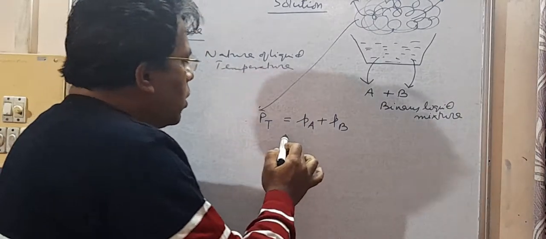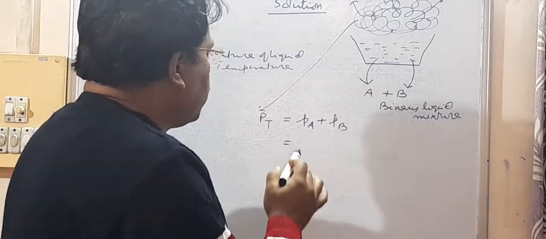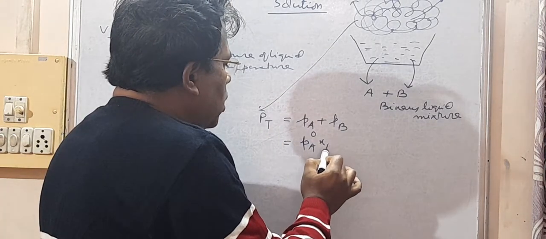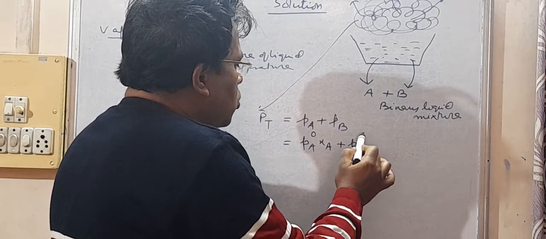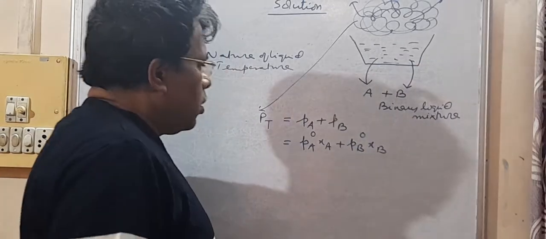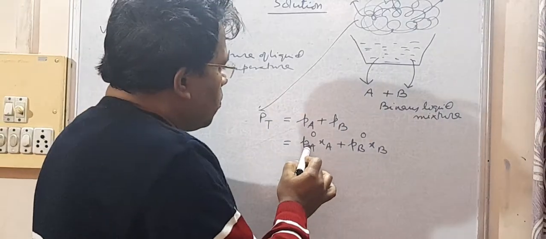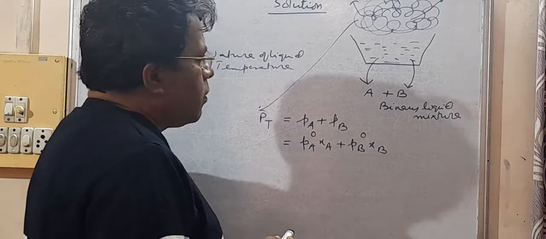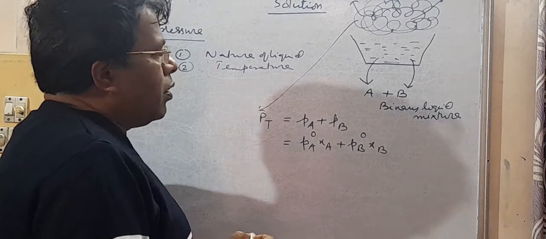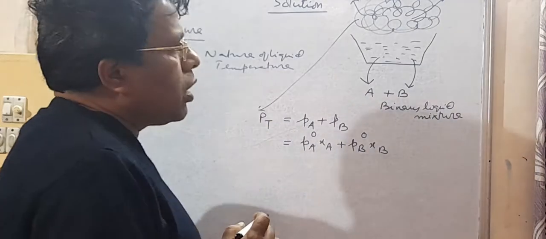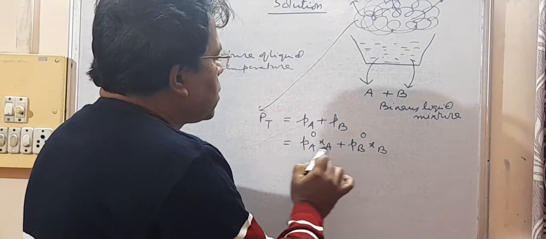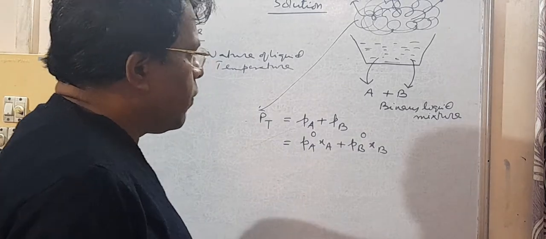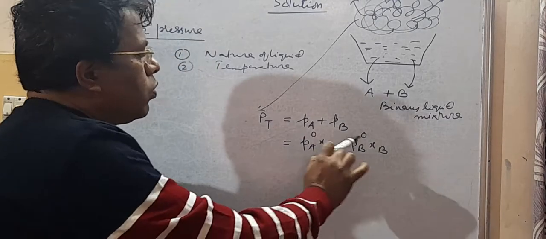And applying Raoult's law, we can write that PT will be equal to PA naught chi A plus PB naught chi B, where PA naught is the vapor pressure of pure A, and PB naught is the vapor pressure of pure B. Now in the exam, you get a numerical on this. So I am taking up a numerical here so that we can find the answer through this relation.